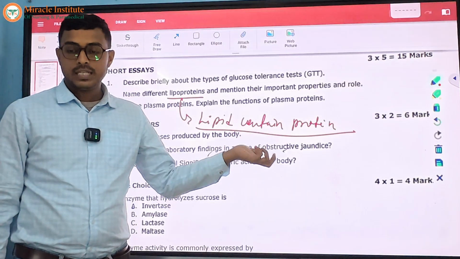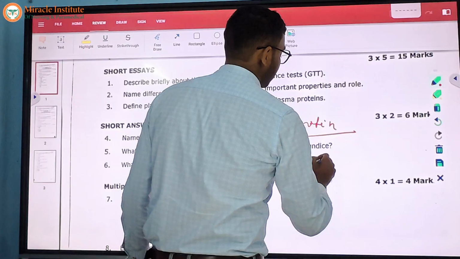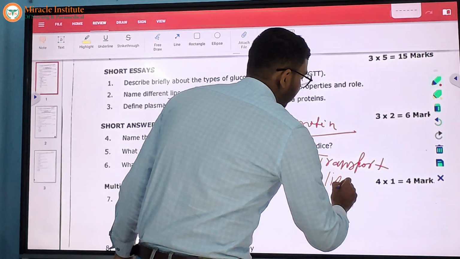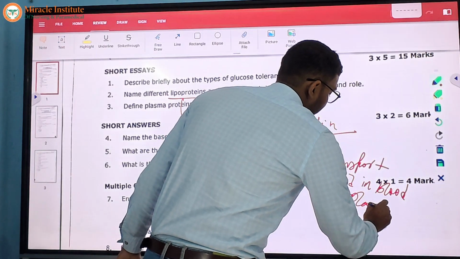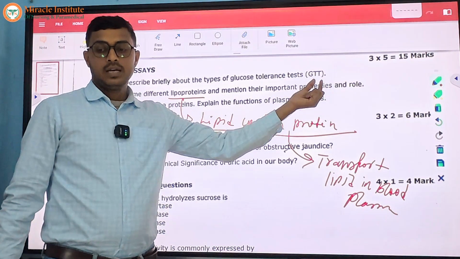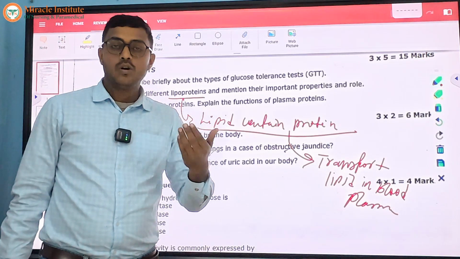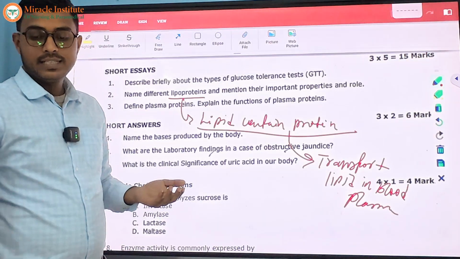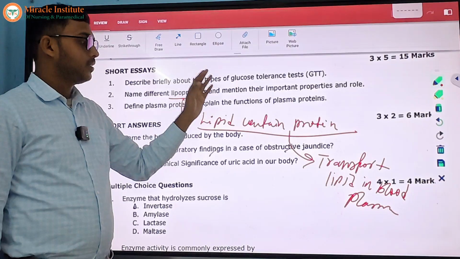Lipoproteins are molecules of proteins that transport lipid in blood plasma. What is the main function? The transport of lipid in blood plasma. We have to mention their important properties and role. There are many types of lipoproteins: very low density lipoprotein, VLDL, low density lipoprotein, LDL, and high density lipoprotein, HDL. There are many types of lipoprotein, and we categorize them.